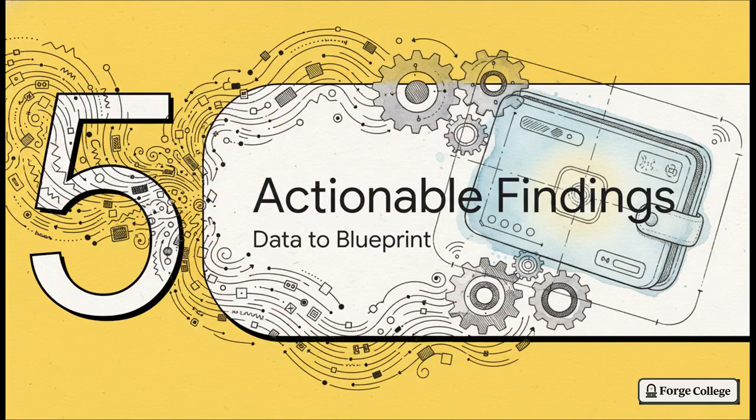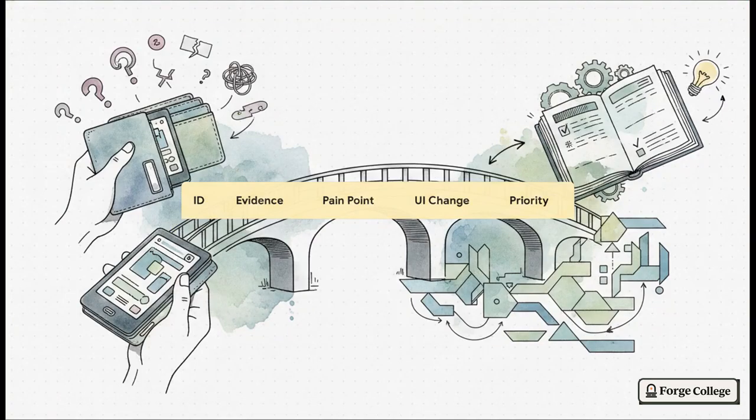And finally, Section 5, synthesizing actionable findings, taking it from data to blueprint. So now we take all our raw observation notes, the timestamps, the error logs, and the confidence scores, and we build the ultimate engineering artifact. This comparison table is your bridge between observation and action. You are mapping user confusion directly to prioritized UI fixes.